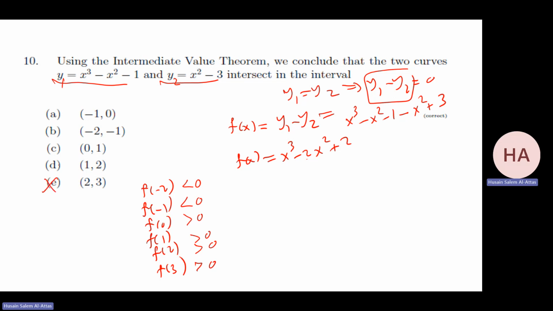So very clear, this is wrong, this is wrong. 0 and 1, positive, positive. -2 and -1, negative, negative. -1 and 0, negative to positive. This is the only correct answer.